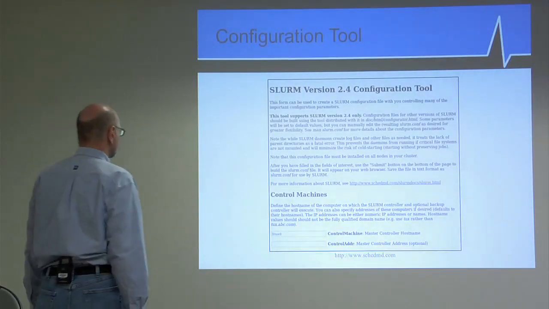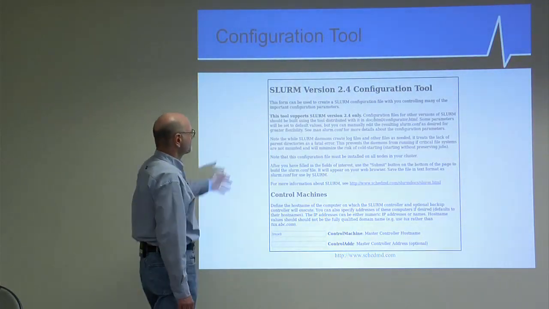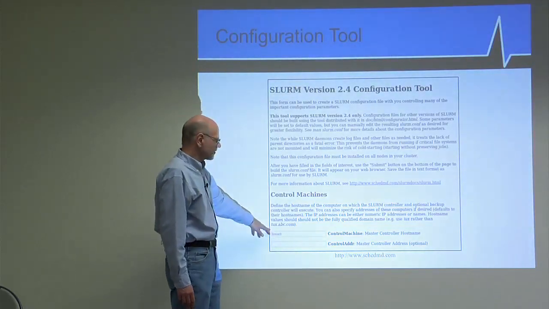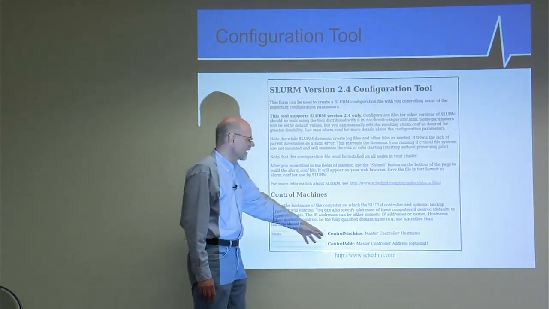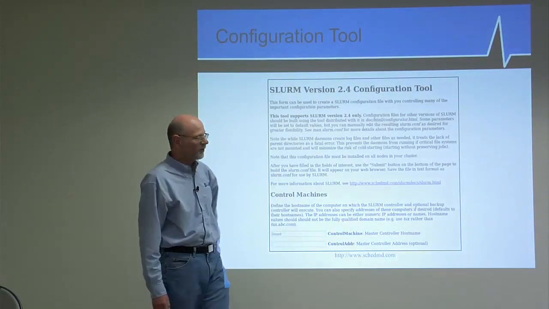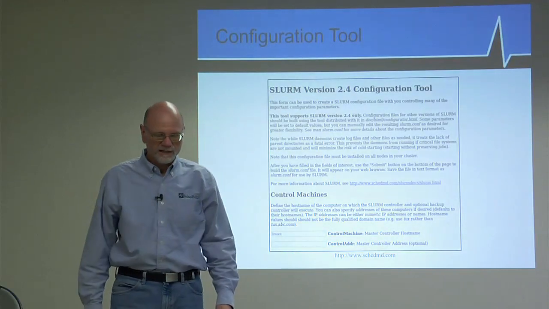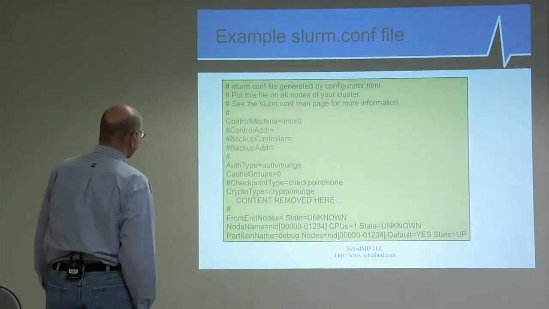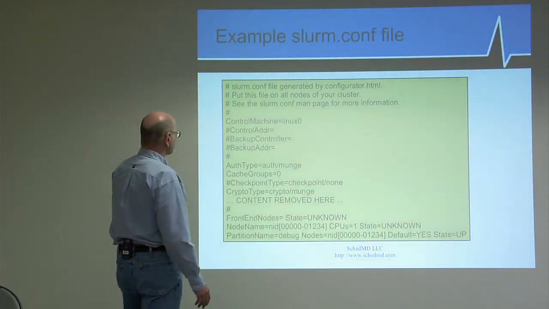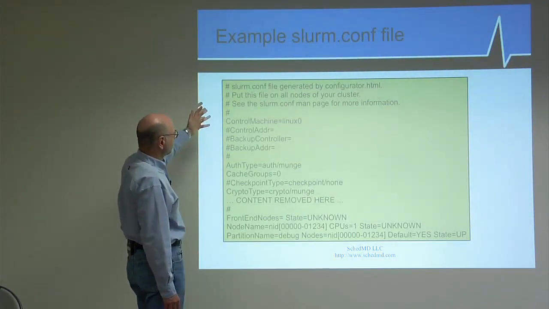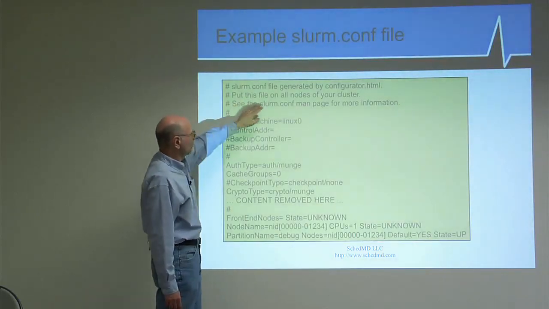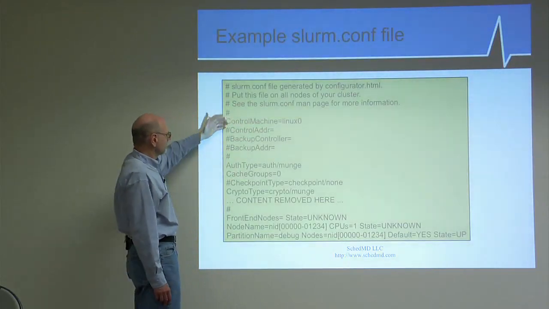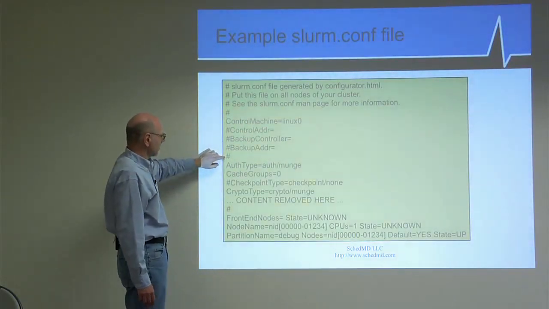So here's an example of what the tool looks like, basically spelling out what it does and what your head node name is, and it defines exactly what's optional and what's required. Just an example. It's pretty straightforward to use. Your configuration file, when it's done, is going to look something like this. It'll say how it was generated. You want to put it on all your nodes, your head node. Anything that starts with a pound is just a comment.